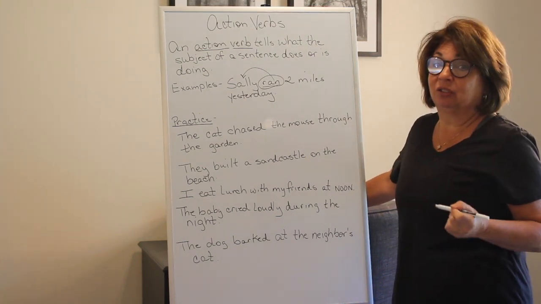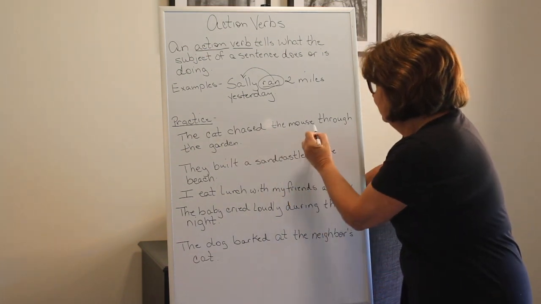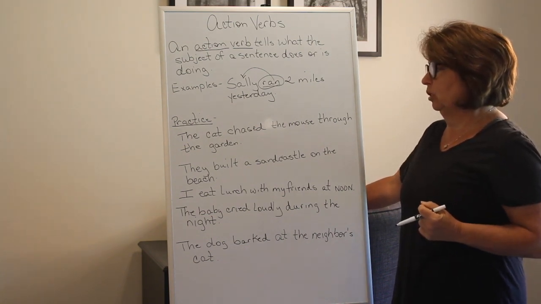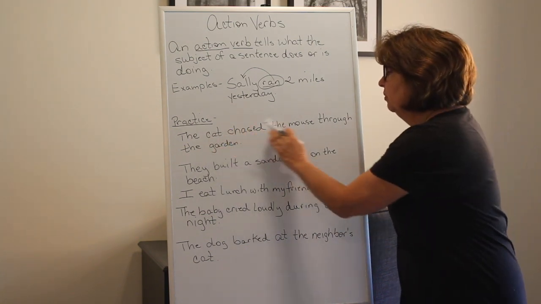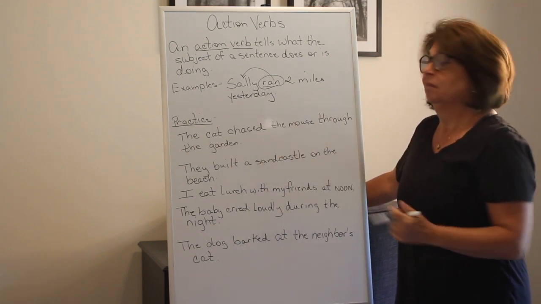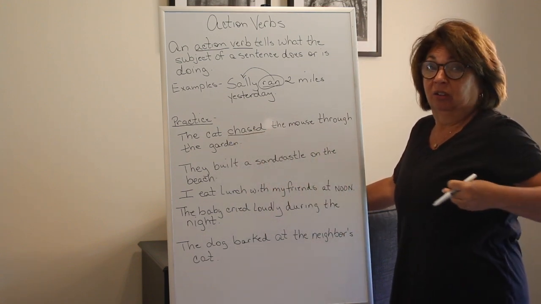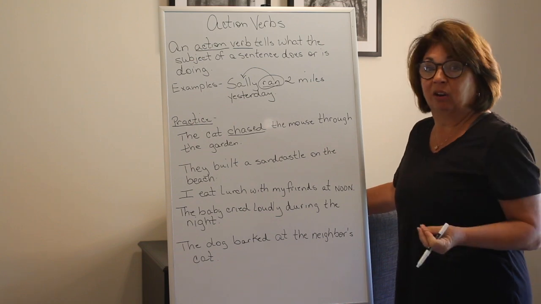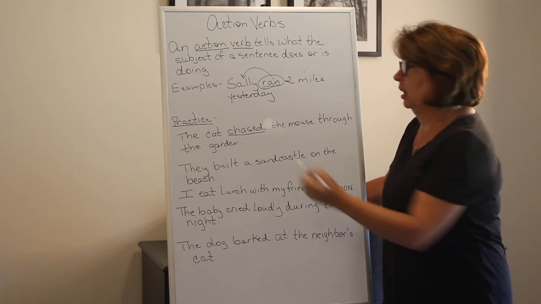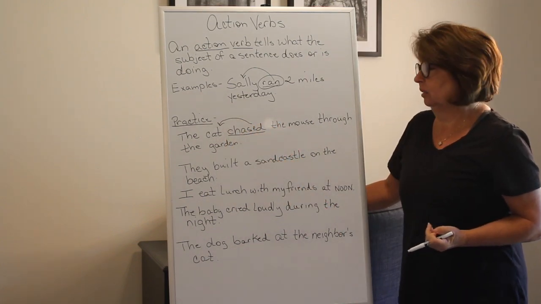All right, let's try some. Let's find the action verb in every sentence. The cat chased the mouse through the garden. All right, what can you do in this sentence? Look at all the different words. Is there anything that you can actually do? If you said chased, you'd be correct because chasing is basically following somebody around. So it's an action word. It's something that you can do. Who did the chasing? The cat did, which would be a noun and the subject of our sentence.